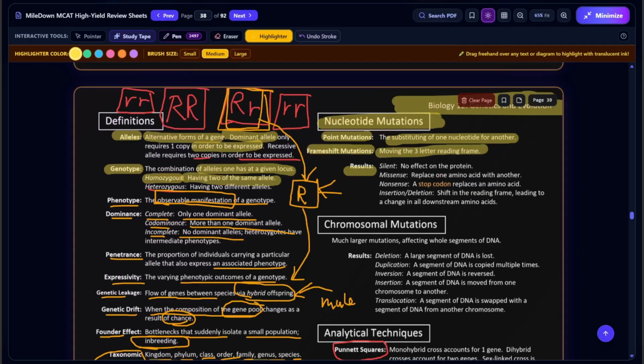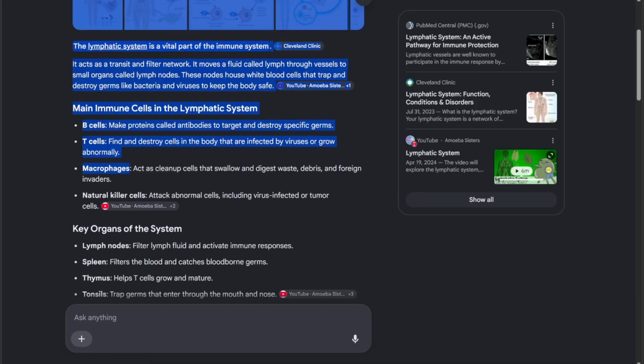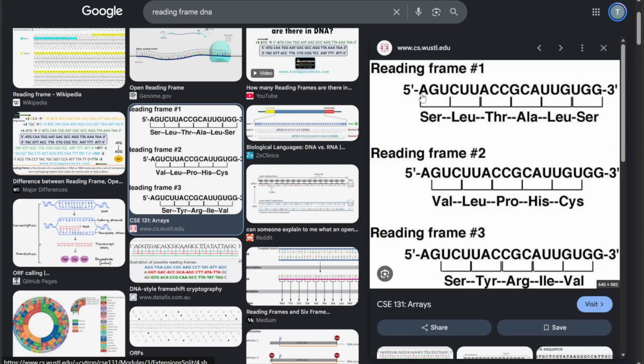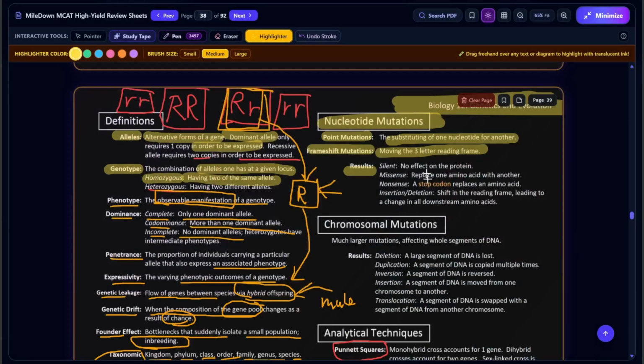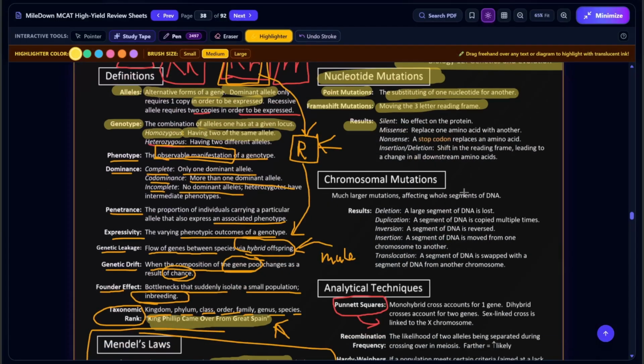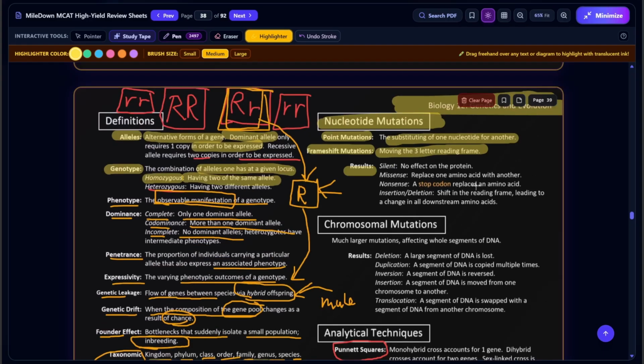And then a frame shift mutation is moving the 3-letter reading frame. So usually you read, oh, I hope that doesn't open up, one second. So these are the sequences: adenine, guanine, and so on, just keep going in these strands, and basically people read them in 3s. And a frame shift is if you read them in 3s, but move the 3-letter reading frame over. You're not substituting, but you're moving that reading frame over by letters.